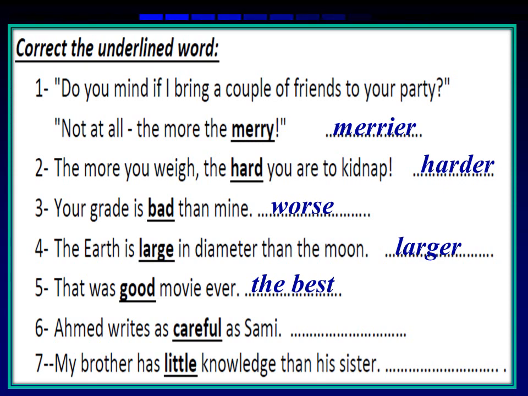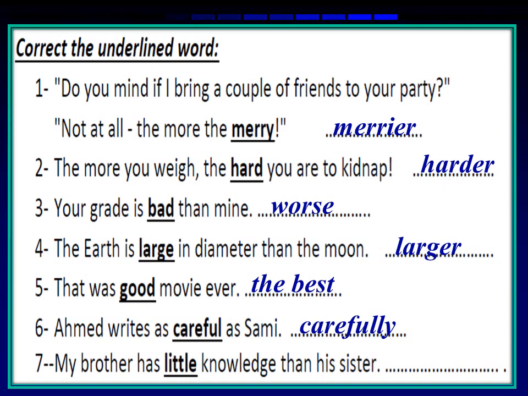What about 6? Ahmed writes as careful as Sami. If you look at the underlined word, it's an adjective. Can I use the adjective if I want to describe the verb writes? Of course, no. That's why I should say Ahmed writes as carefully as Sami. Why do I use the adverb here? Because I want to describe the word writes, which is a verb. So the verb needs an adverb.